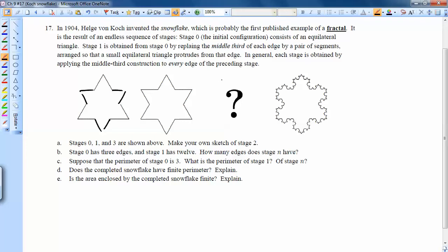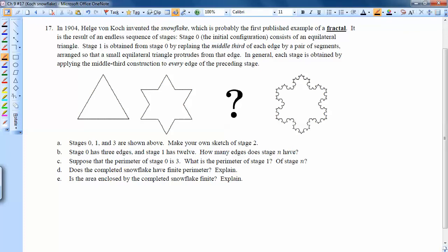Then he does it again, and you get to this missing step 3, and then he does it again, and you get this snowflake right after it, which is pretty amazing, how quickly it turns into that. You can only imagine how detailed the next one would be. Okay, so let me erase this. We're supposed to come up with a sketch of stage 2.